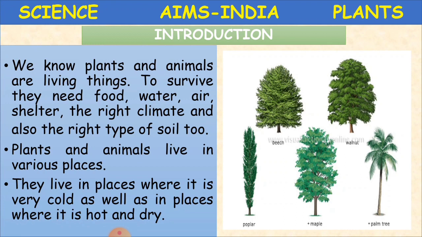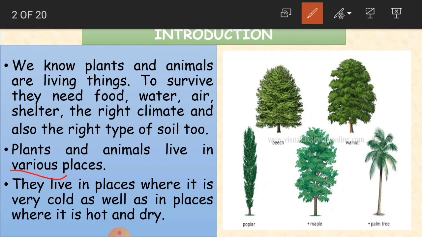Plants and animals live in various places. As I said, they also have their places. They live in so many places. They live in places where it is very cold as well as in places where it is hot and dry. So not only in cold places, they also live in places where there is so much hotness, so much dryness. Different climate conditions like cool climate, hot climate, wet climate, dry climate, in all these types of climates, plants are able to live.